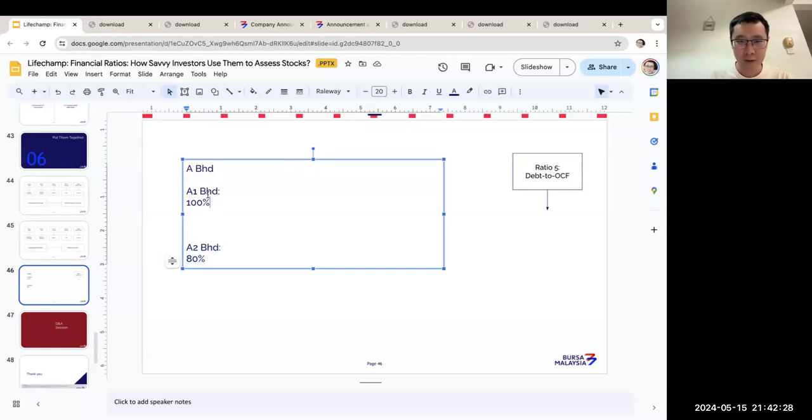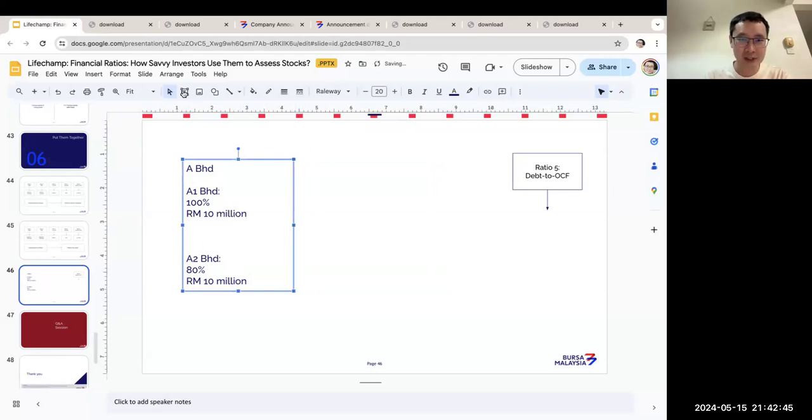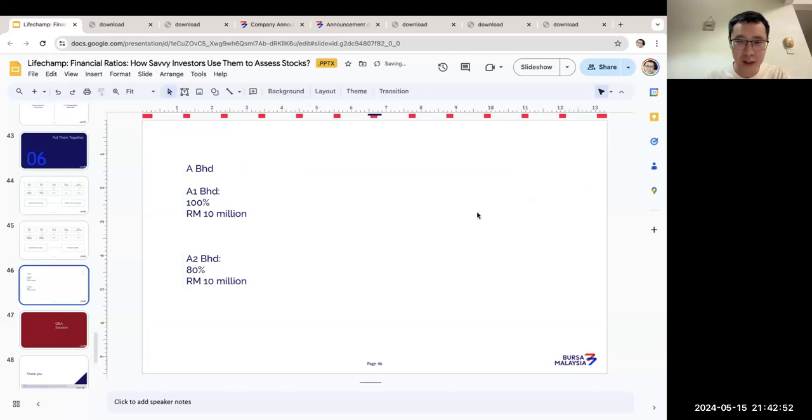A1 Berhad makes $10 million in profit. A2 Berhad also makes $10 million in profit. So the question is, how do we actually present this in a balance sheet and in the income statement? Okay, very simple. Let me show you.